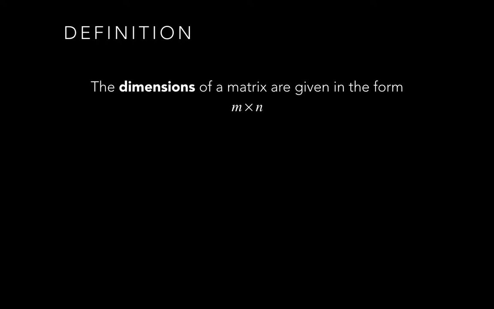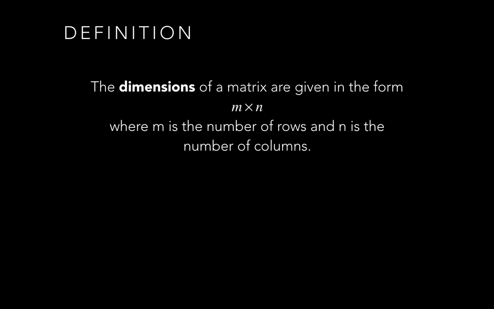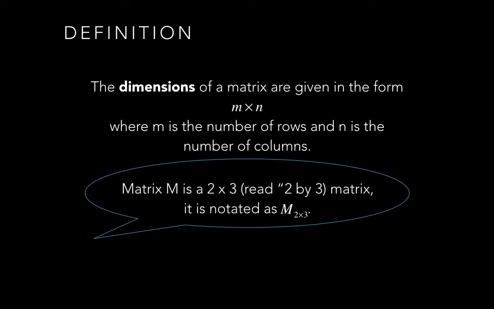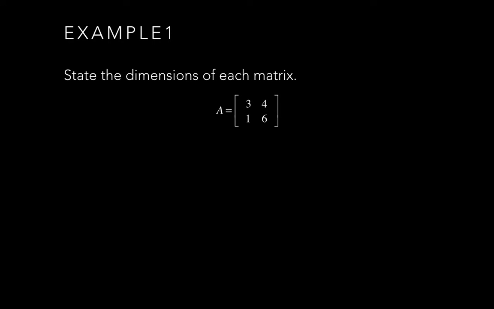Now that we know where our rows and columns are, that actually leads into the dimensions of a matrix. They're in the form m by n, where m is the number of rows and n is the number of columns. So looking back at matrix M, the one we just saw, it would be a 2 by 3 matrix because it had 2 rows and 3 columns. You would denote that as M, the matrix name, and then in subscripts you would write those dimensions, 2 by 3.